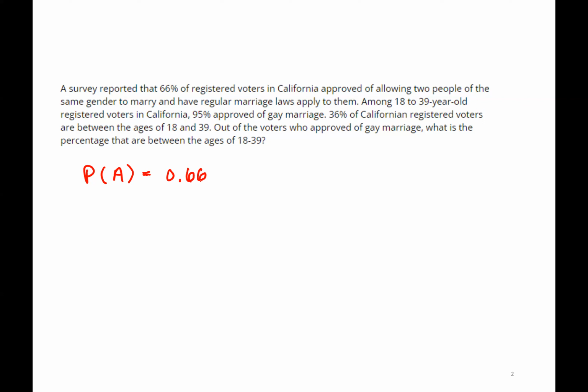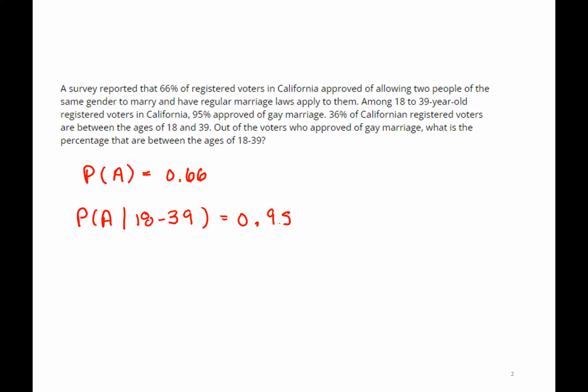And then we have among 18 to 39 year old registered voters in California, 95% approved of gay marriage. So what they're saying is, if we now only look at voters who are between 18 and 39, the approval rate goes way up. And that should make sense. Younger voters are more likely to vote to approve this. But what you've done is you've reduced your sample space. You're now not looking at everyone in California who's registered to vote. You're only looking at those 18 to 39 year olds. So this is a conditional probability, only looking at the 18 to 39 year old registered voters.